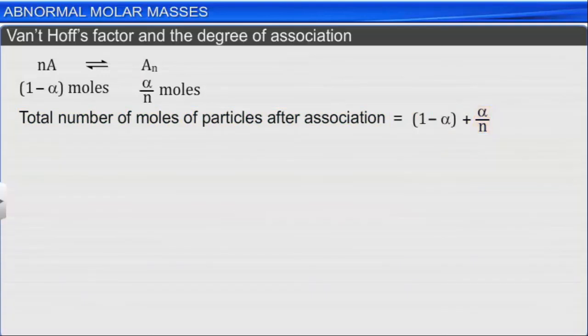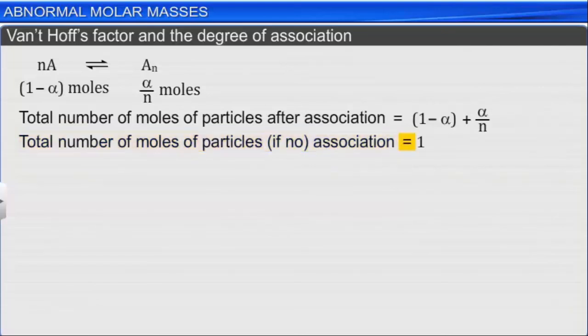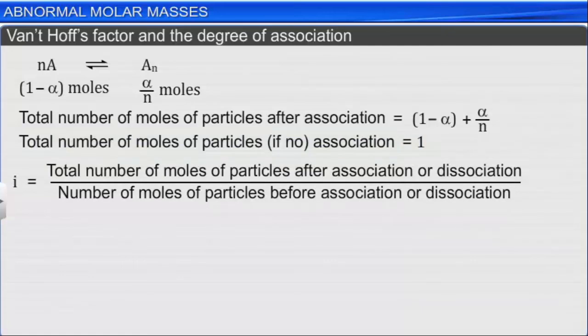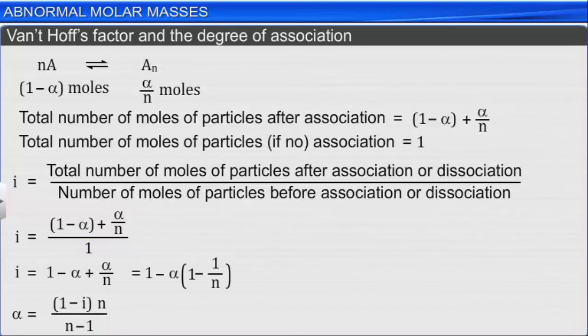If there is no association, then the number of particles is equal to 1. Substituting the values of the number of particles in the relation, i is equal to total number of moles of particles after association or dissociation divided by the number of moles of particles before association or dissociation. We get i is equal to 1 minus alpha plus alpha divided by n, divided by 1. On simplifying for alpha, we get alpha is equal to (1 minus i) multiplied by n, divided by (n minus 1).